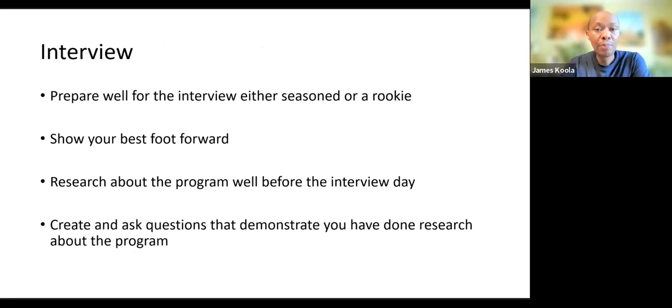Prepare for the interview well. When you have put in your application and now you're called for an interview, you need to prepare. Whether you are seasoned or a rookie, you have to prepare.